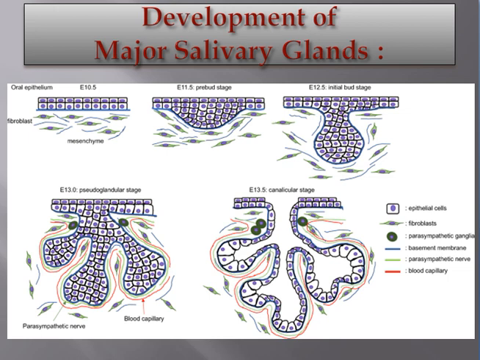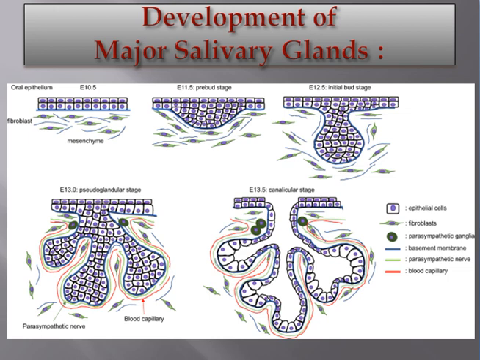The development of the parotid gland starts from the 4th to 6th week, the submandibular gland at the 6th week, and the sublingual gland, including minor salivary glands, develops at 8 to 12 weeks of embryonic life. The various developmental stages are shown on this slide accordingly.